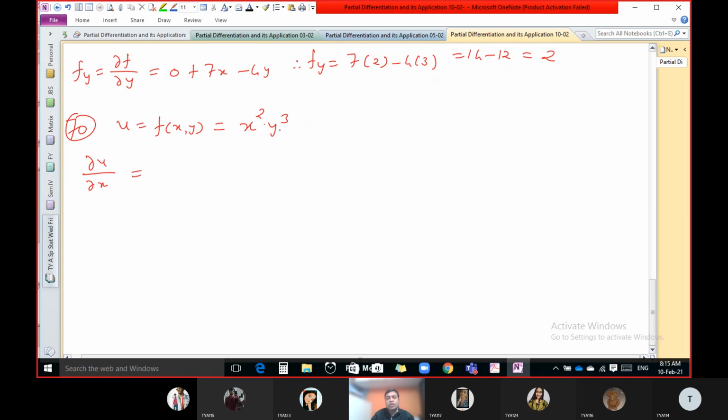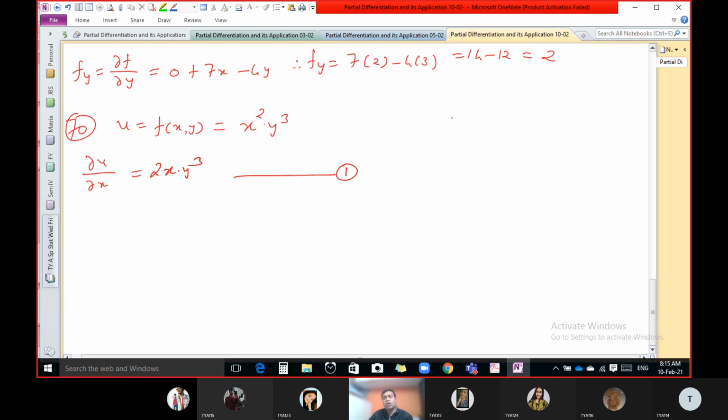Here also y cube is a constant, no need to use the multiplication rule. Simply keep y cube as it is. Yes, the derivative of this is 2x, and simply y cube as it is. No need to write 0 because it is multiplication, so keep that as it is. Is it clear? Yes, sir.